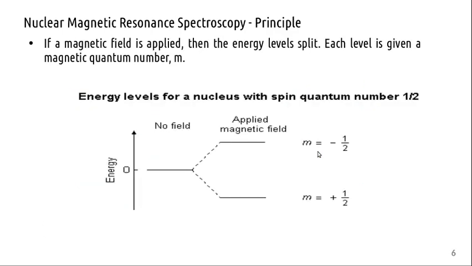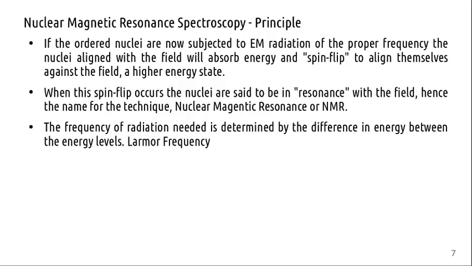Now this is a split in the spin, the magnetic quantum number m, in the presence of a magnetic field. It's a nuclear property, remember that.